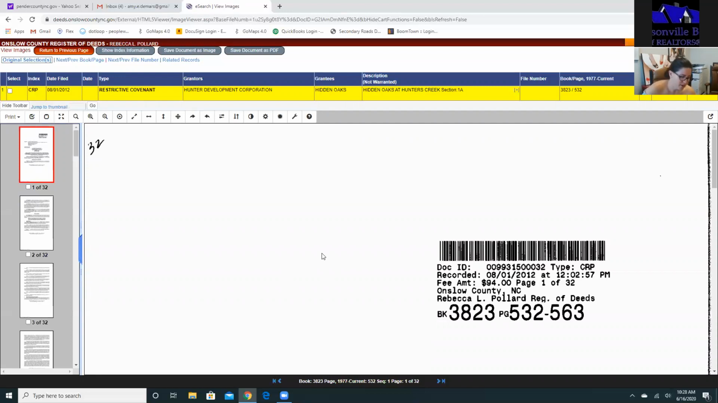Anything that the buyer would find in their due diligence period is the buyer's onus. We live in a caveat emptor state. It is buyer beware, but they have hired you as a professional to help them find these things. So we're going to help them find these things.